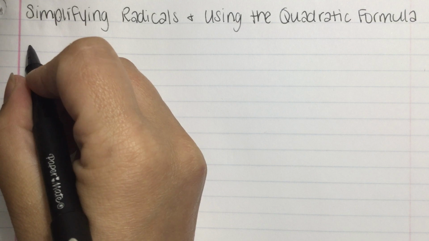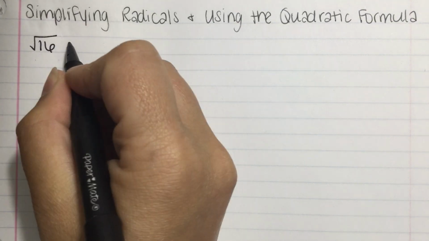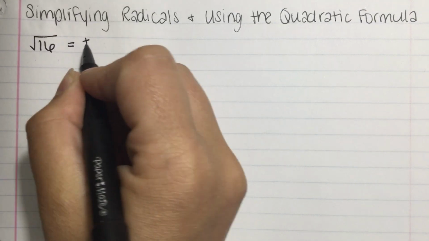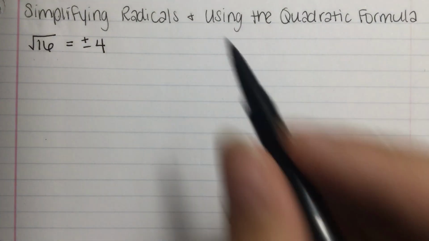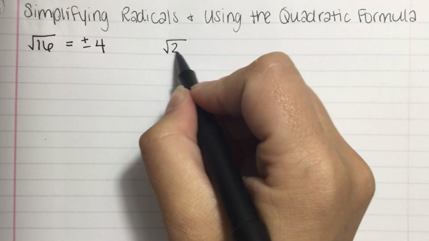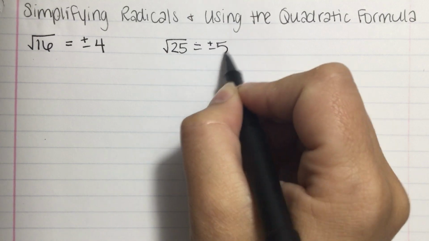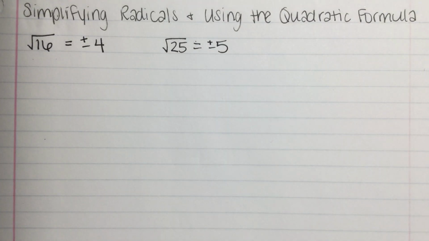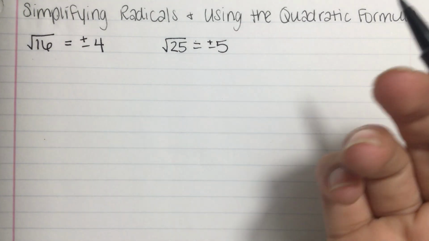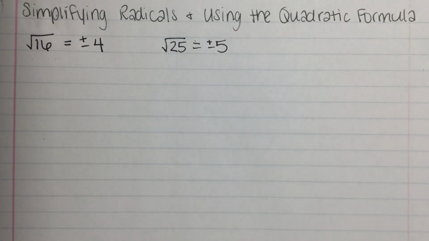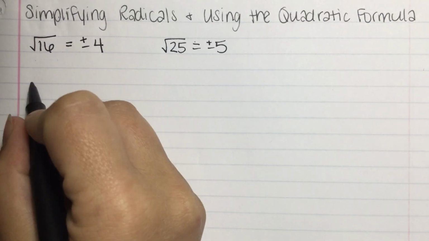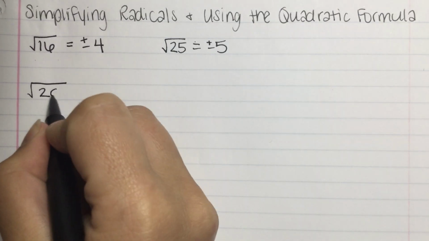You guys should be familiar with things like the square root of 16, which is positive or negative 4. The square root of 25 is positive or negative 5. But what if you have a value that isn't a perfect square? So let's say that we have the square root of 20.